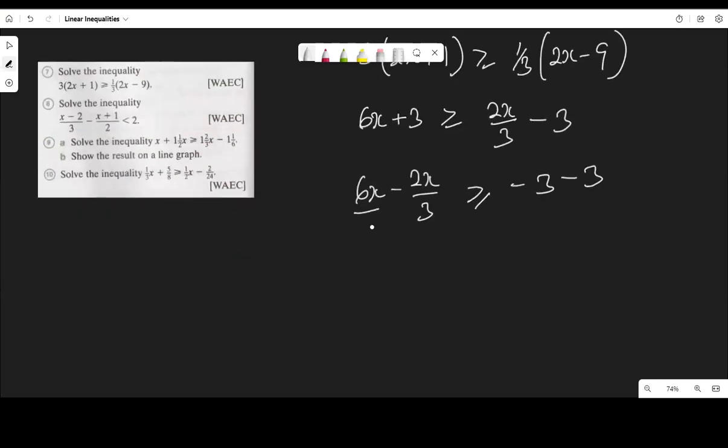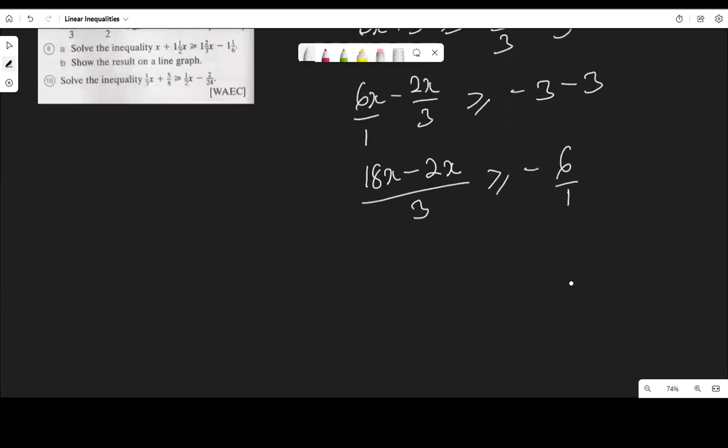Now, solving this fraction here, we look for the LCM of 1 and 3, which is 3 itself. 3 divided by 1 is 3, multiplied by this 6 is 18x. Then minus 3 divided by 3, 1, multiplied by 2 is 2x, all over 3, is greater than or equal to negative 3, negative 3. That's minus 3 minus 3 is minus 6. And this is over 1.